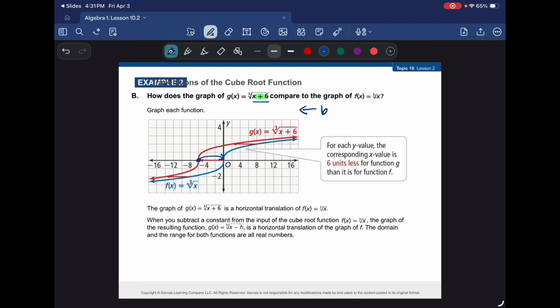And just like with other functions, subtracting a constant from the input is a horizontal translation, okay? And it follows this general formula. And the reason why it's subtracting, that tells us we're moving in the opposite direction. Okay, so subtracting the constant moves us in the opposite direction. So in this case, I'm actually subtracting negative 6, which tells us we add 6.